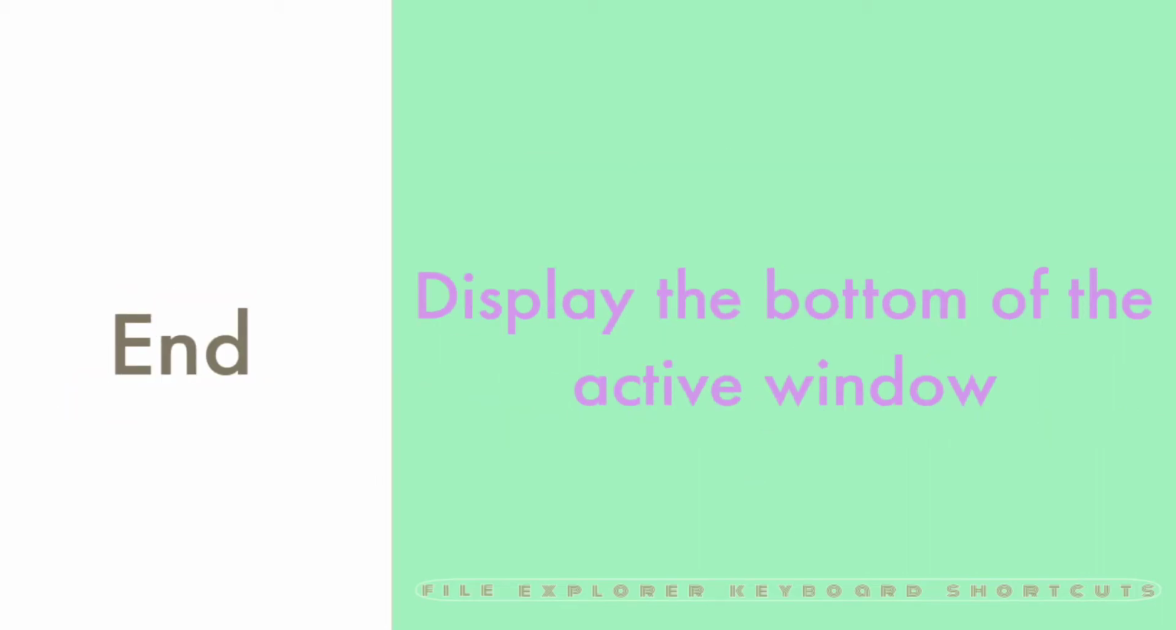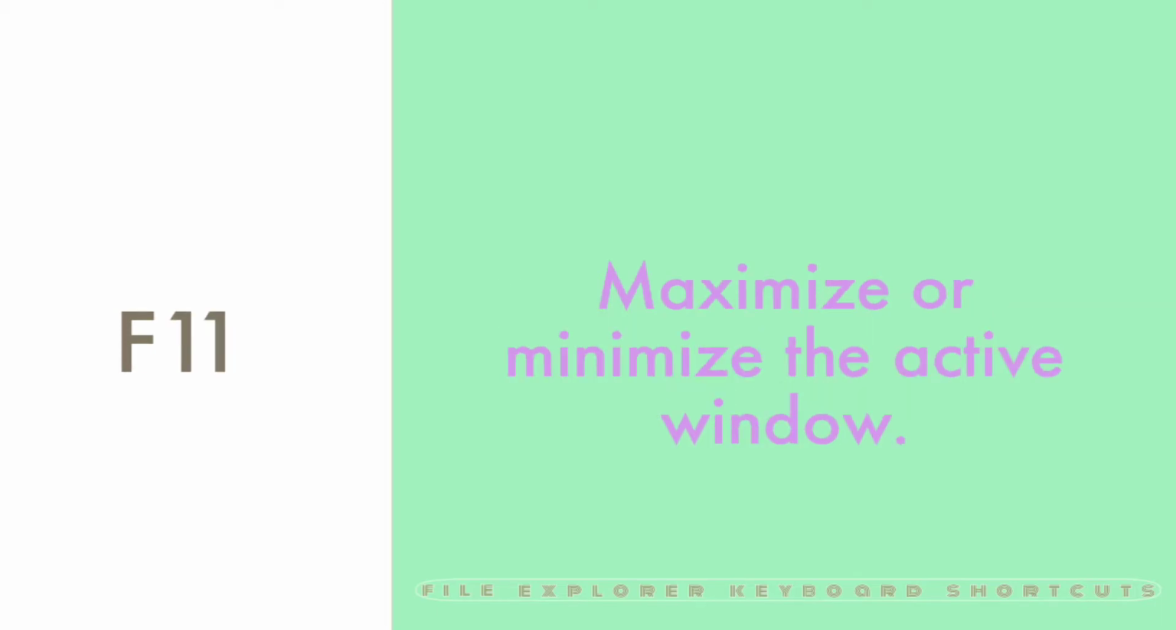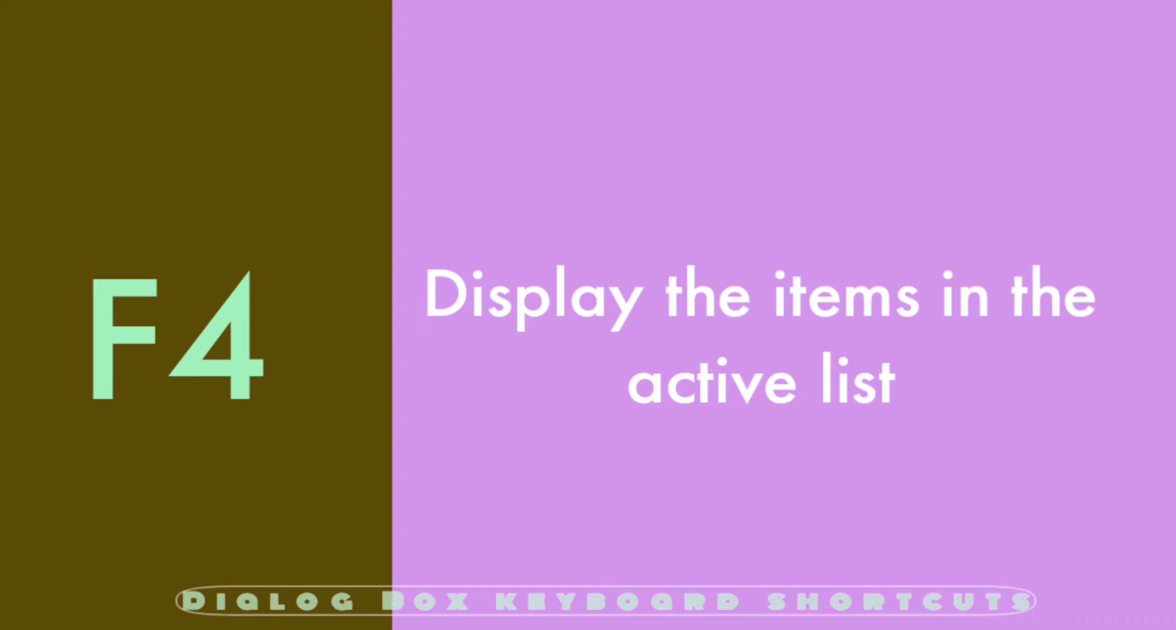End button to display the bottom of the active window. Home button to display the top of the active window. F11 to maximize or minimize the active window. F4 to display the items in the active list.